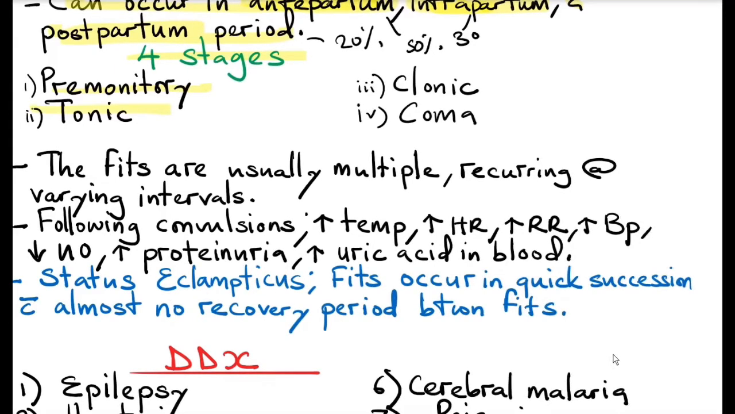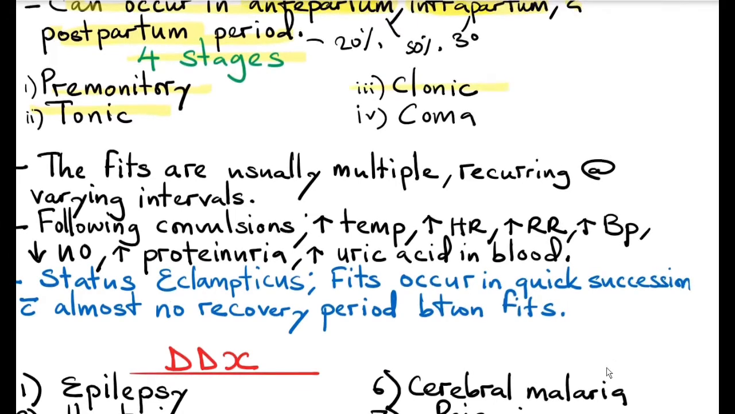In the tonic stage, the whole body goes into a tonic spasm. There's stiffening of almost all the muscles of the body. The limbs are flexed and the hands are clenched. Respiration ceases and the tongue protrudes between the teeth. Cyanosis can appear. Eyeballs become fixed. This stage lasts about 30 seconds.